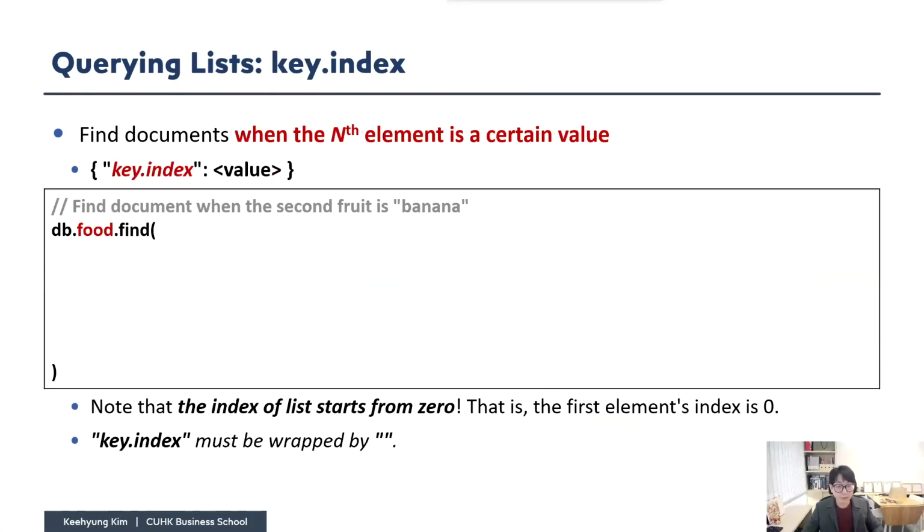Okay, so that was the size operator. Next one is the index. Again, when you have a list data type, it's basically something like this. You have a list, and inside the brackets you have multiple elements. So that's the basic list data, how it looks like.